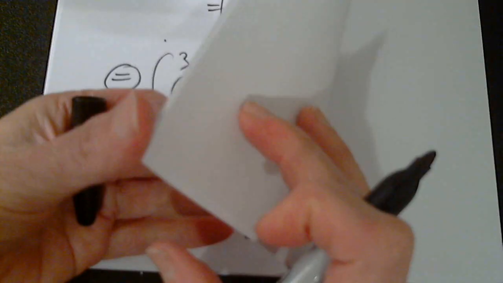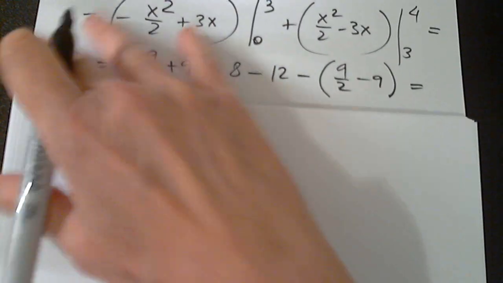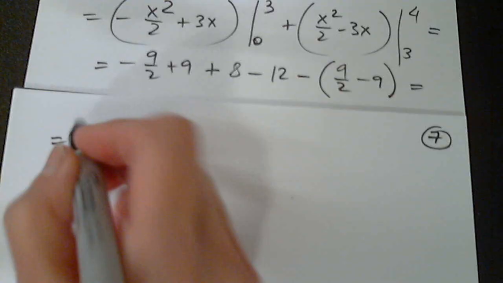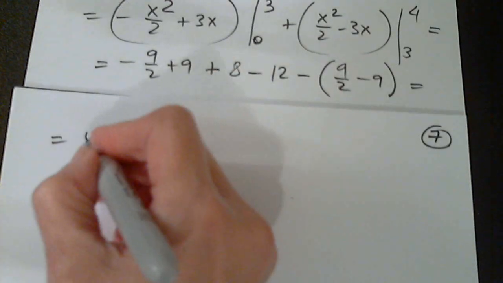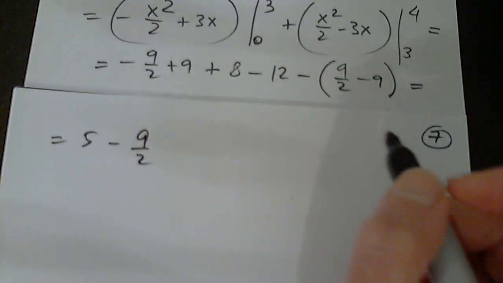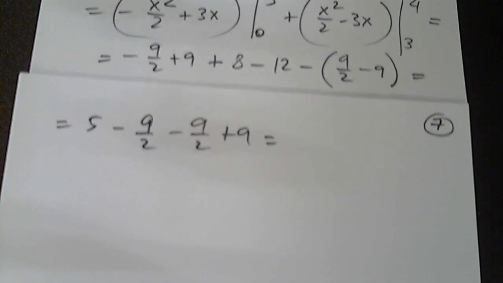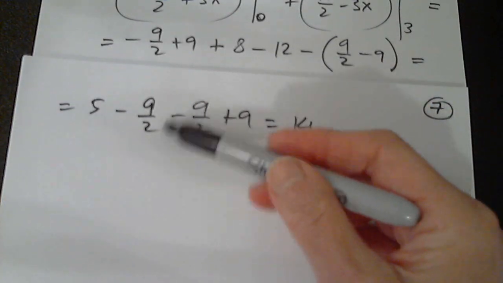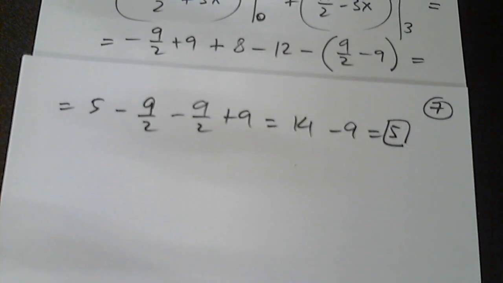So let's see what we get. 17 minus 12 is 5, minus 9 halves, minus 9 halves, and plus 9. So this is 14, and this is 18 divided by 2, so this is minus 9, so the answer appears to be 5.